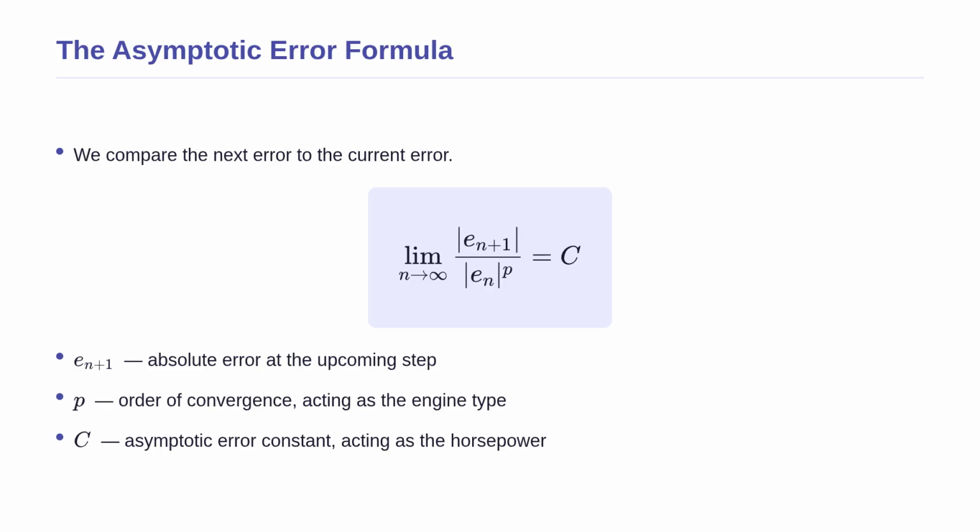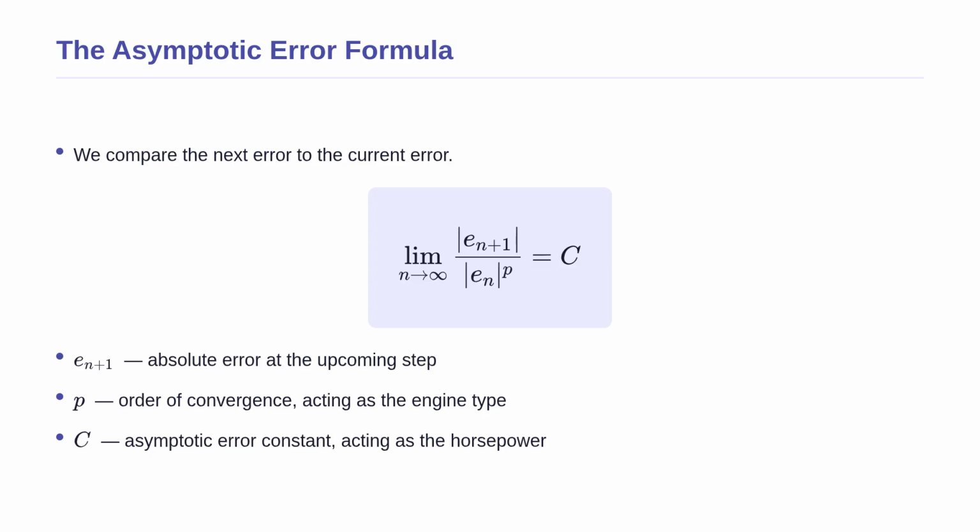This brings us to the core mathematical definition of how fast a method converges. To measure the speed, we compare the error at the next step to the error at the current step. This limit formula shows that the next error is proportional to the current error raised to some power p. Let us break down these symbols. The term e subscript n plus 1 is the error at the upcoming step. The exponent p is a strictly positive number called the order of convergence.